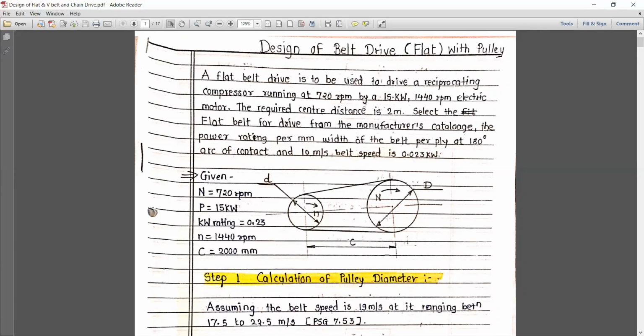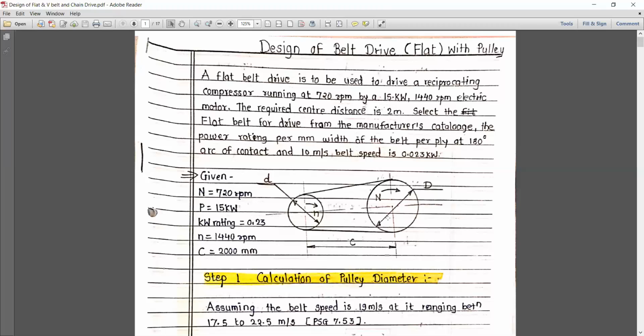To drive the compressor, we are using an electric motor which runs at 1440 rpm. The required center distance is 2 meter. Select a flat belt for the drive from the manufacturer's catalog. The power rating per meter width of the belt per ply is given for 180 degree arc of contact and 10 meter per second belt speed.